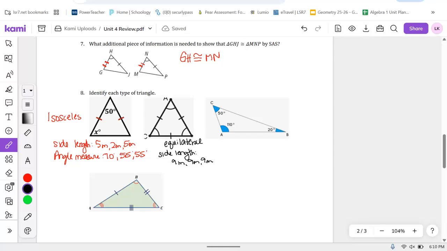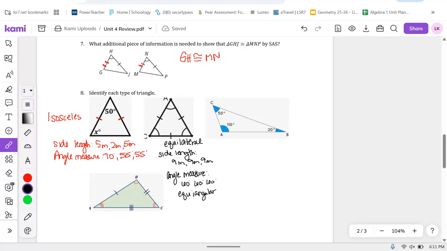Now, if it were to say, nope, that's not what I wanted. We want to do angle measure. So if it said angle measure, and it has 60 degrees, 60 degrees, 60 degrees, that's going to be known as equiangular.